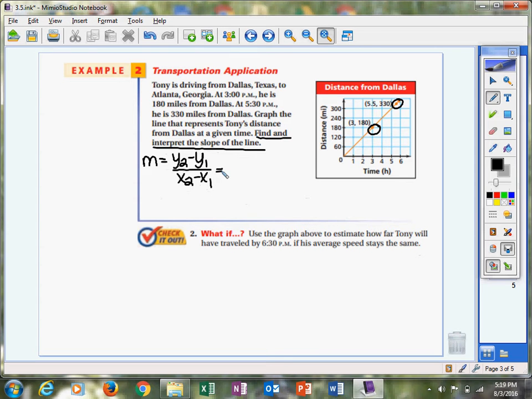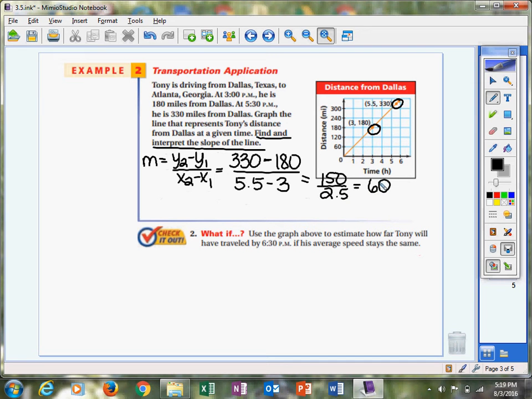We've got y2. I'm going to do that top point starting with the 330. That's the y of that top point where he's the furthest away, minus 180. And then I'm going to go back to the 5.5 minus 3. Okay, so we just need to do a little bit of math. If you will just take out your calculators, you probably figured out that's 150 over 2.5. And then go ahead and divide that, and then we get the number 60.